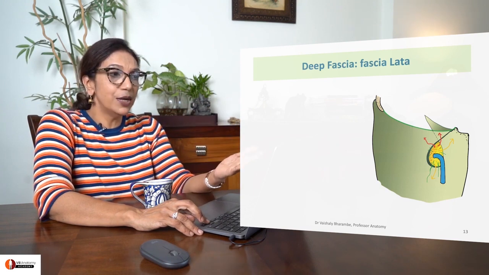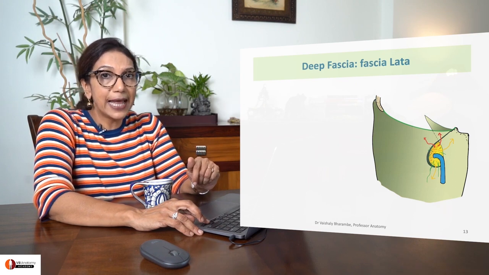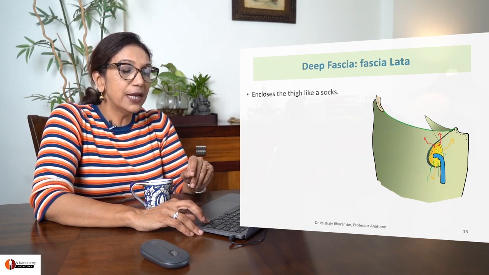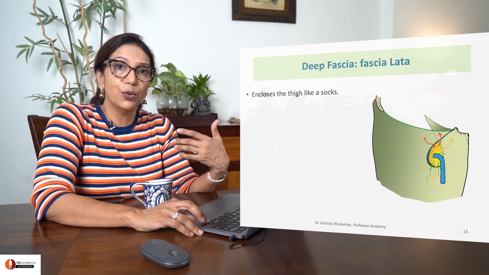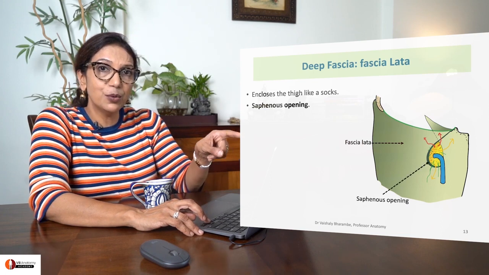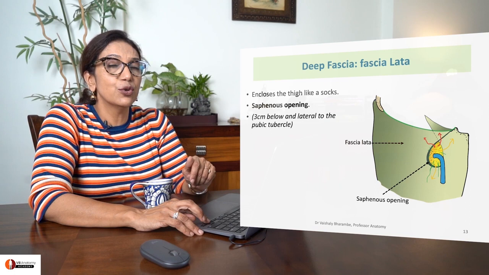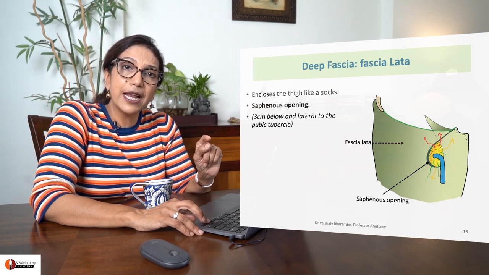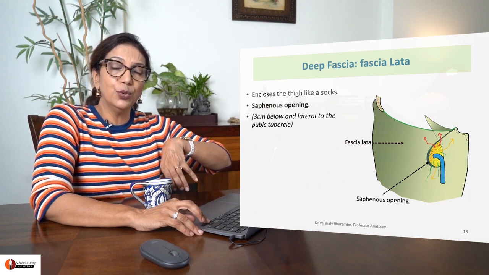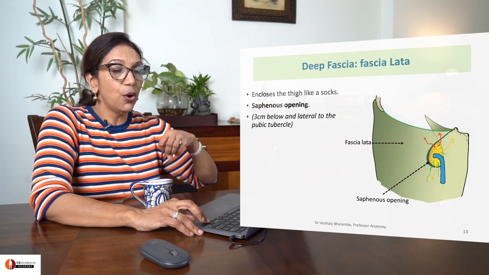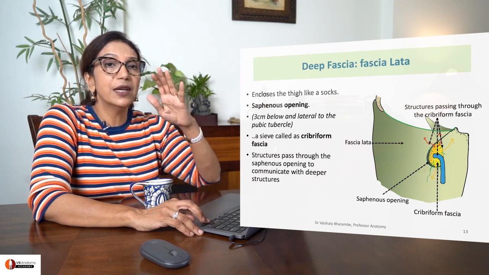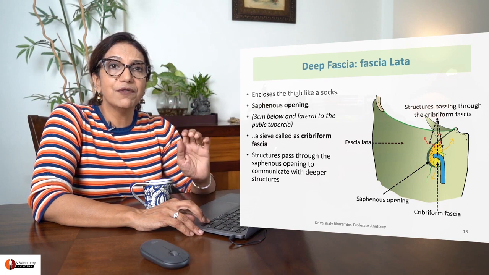Below these contents is your deep fascia, which is called fascia lata. What is it called? Fascia lata. Now, as you can see, the fascia lata encloses your thigh like a sock, but it has a little gap in it. The gap is called the saphenous opening. Can you see the saphenous opening there? Through this saphenous opening, which lies 3 cm below and lateral to the pubic tubercle, structures will pass deep into the interior of femoral triangle or emerge from it. You can see the structures here, which are emerging outside through the cribriform fascia, which covers the saphenous opening.